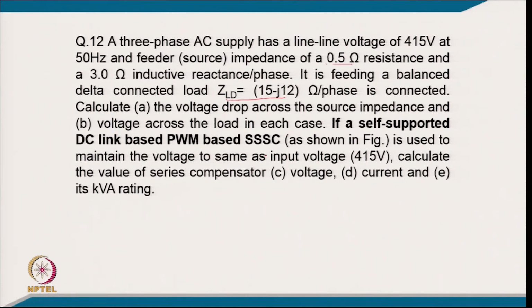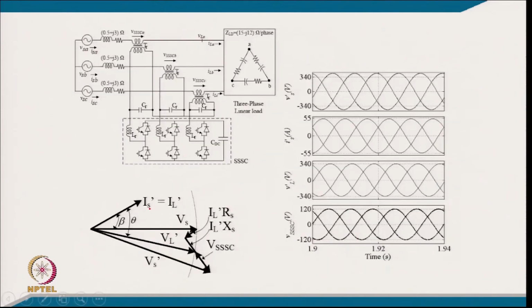If a self supported DC link PWM VSC based SSSC is used to maintain the voltage across the load the same as the input voltage, calculate the voltage rating of the compensator, current rating of the compensator, and kVA rating of the compensator.